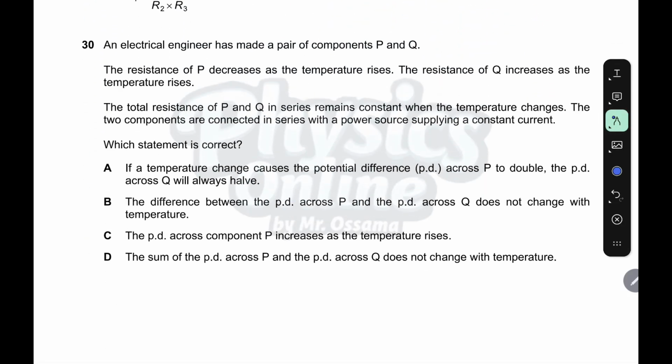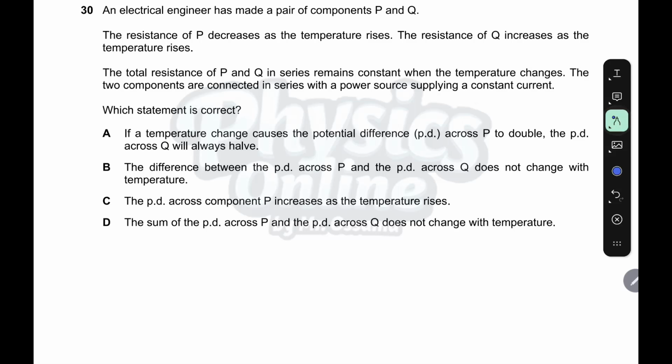An electrical engineer has made a pair of components P and Q. The resistance of P decreases as the temperature rises. The resistance of Q increases as the temperature rises. The total resistance of P and Q remains constant when the temperature changes. R here is constant.